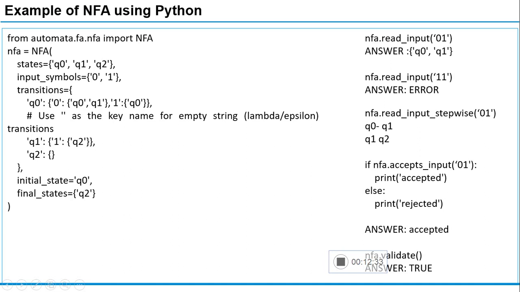The example that we have seen earlier, I have taken the same thing. I have mentioned the states, the input symbols, and all the transitions, mapped from the transition table or from the diagram. Then we have the initial state and the final state. I am just checking whether 0 1 is accepted. It will show me q0 as well as q1. And I'm just checking 1 1, it will throw me an error.